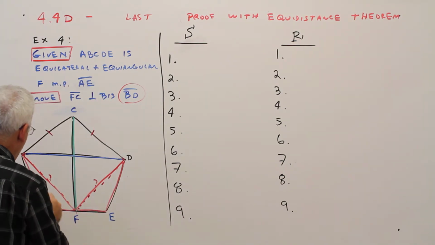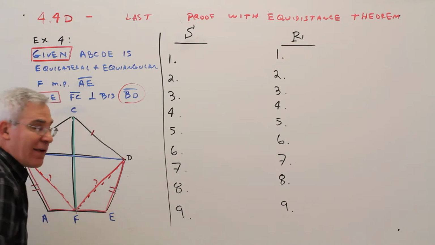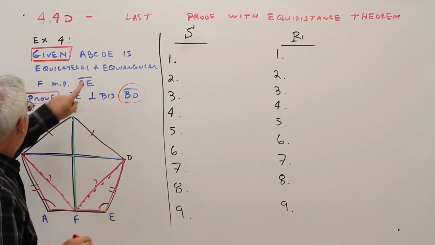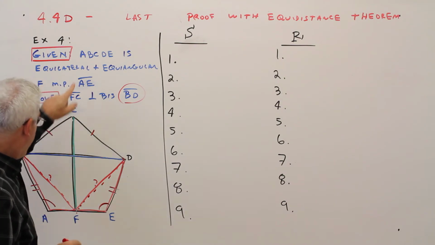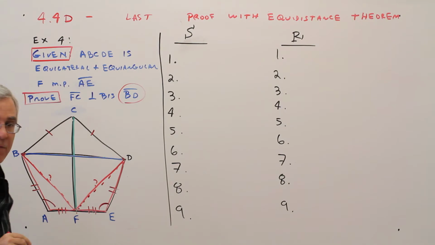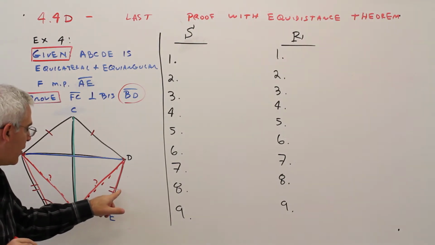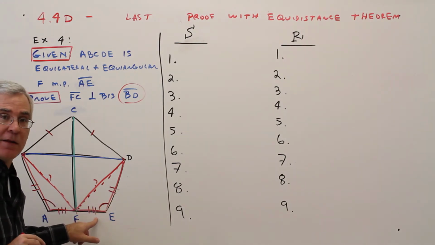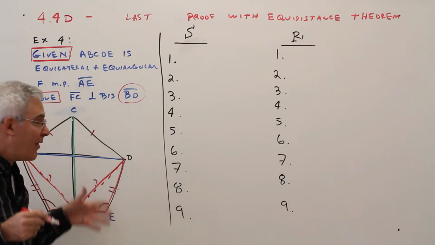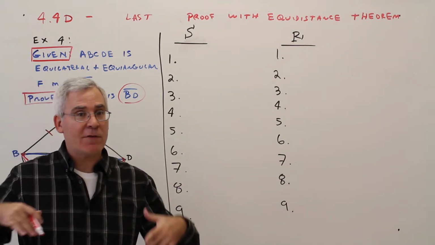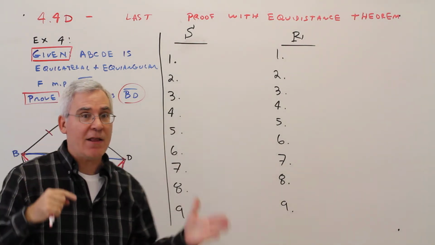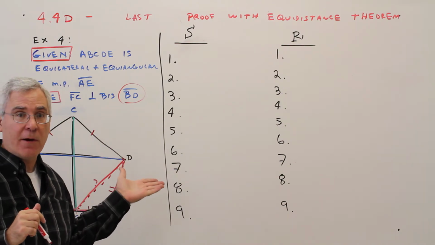I'm going to get this side congruent to that side, equilateral. This angle to that angle, equiangular. They said F is the midpoint, so I'll have that. Side, angle, side. I've got two SAS triangles. And then once I get that, I've got parts. Now it's just a matter of writing it down. I know exactly where I'm headed. Please invest time in what I just did there.